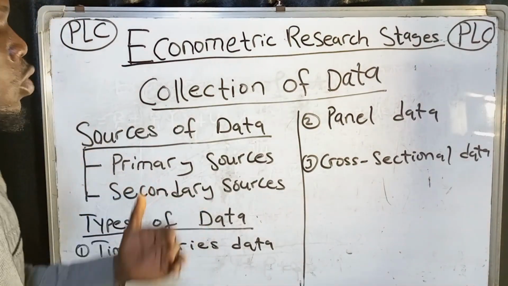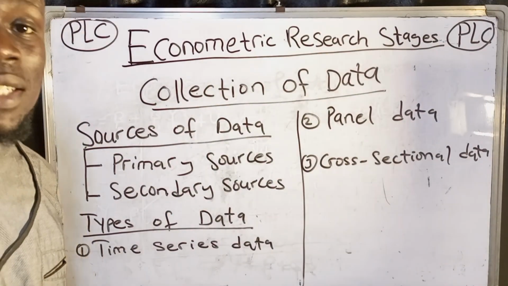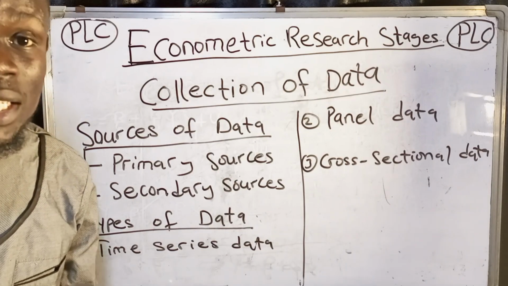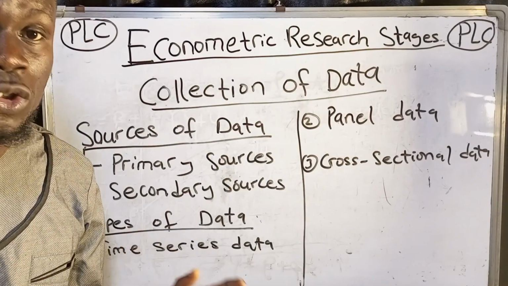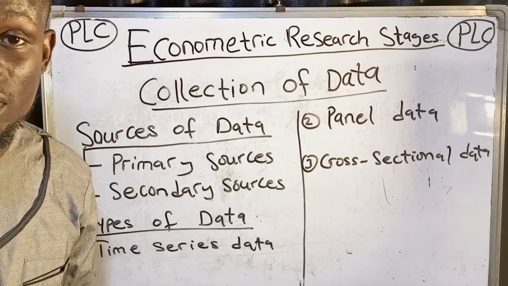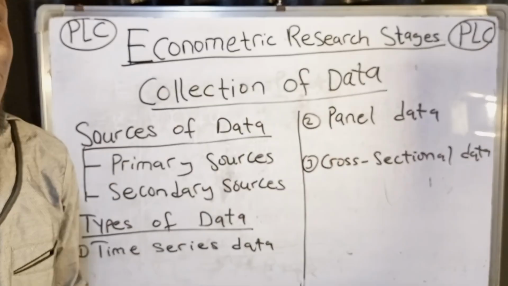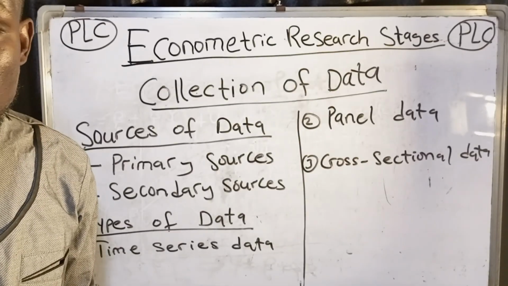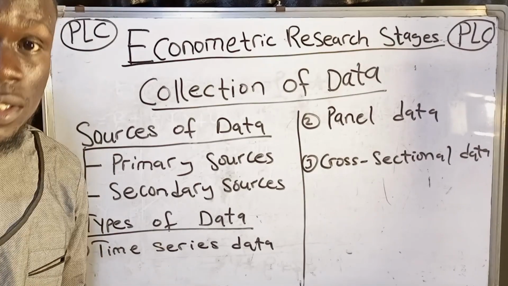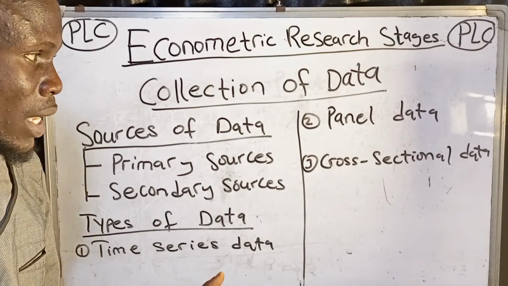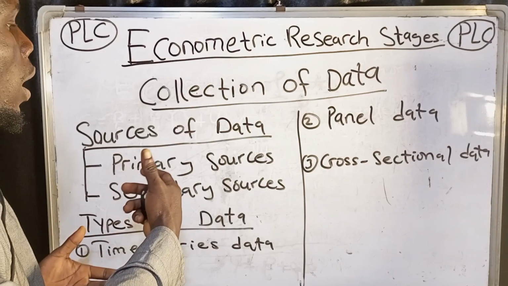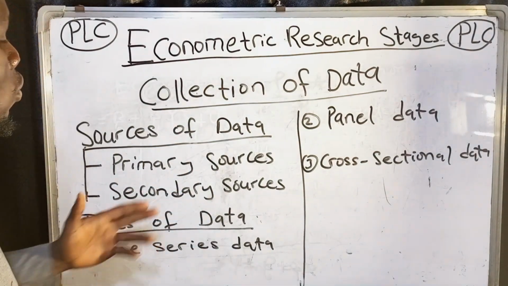Now, the second source of data consists of standard data that have already been collected by a statistical institution such as the Nigerian Bureau of Statistics, or data that is available, like the Central Bank of Nigeria's annual data releases. You can source that for your studies. That is the secondary source of data.